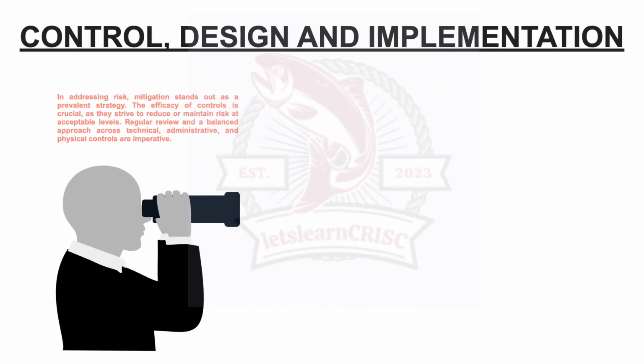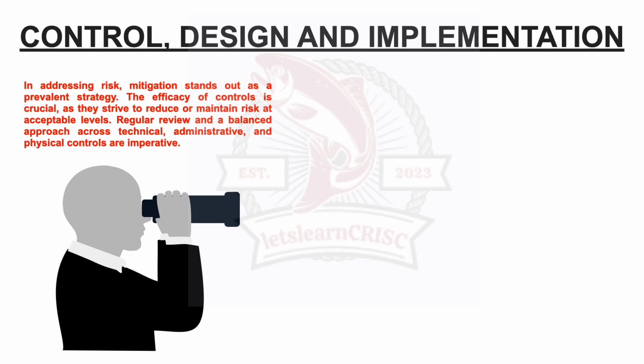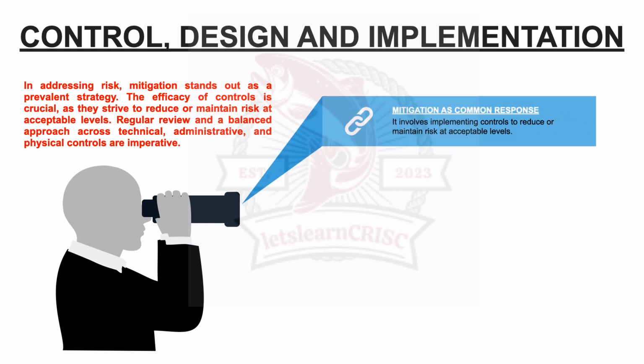Friends, in control design and implementation, in addressing risk, mitigation stands out as a prevalent strategy. The efficacy of the controls is crucial as they strive to reduce or maintain the risk at an acceptable level. Regular review and a balanced approach across the technical, administrative, and physical controls are imperative. Next is mitigation as a common response.